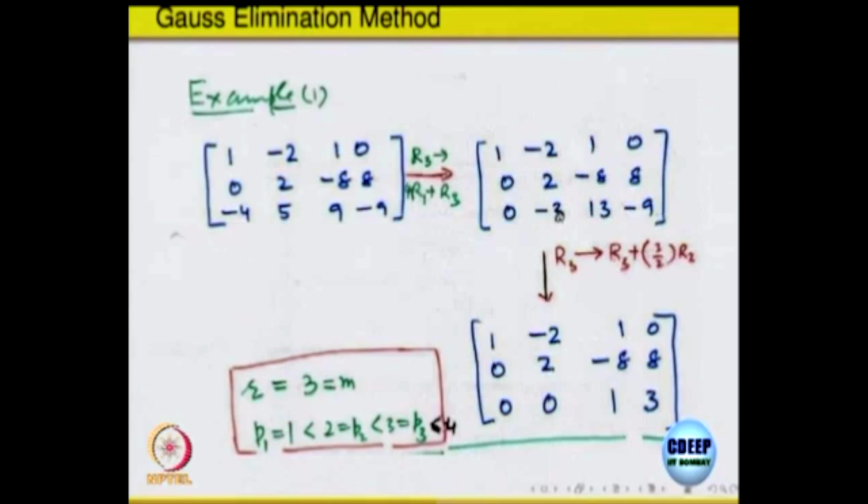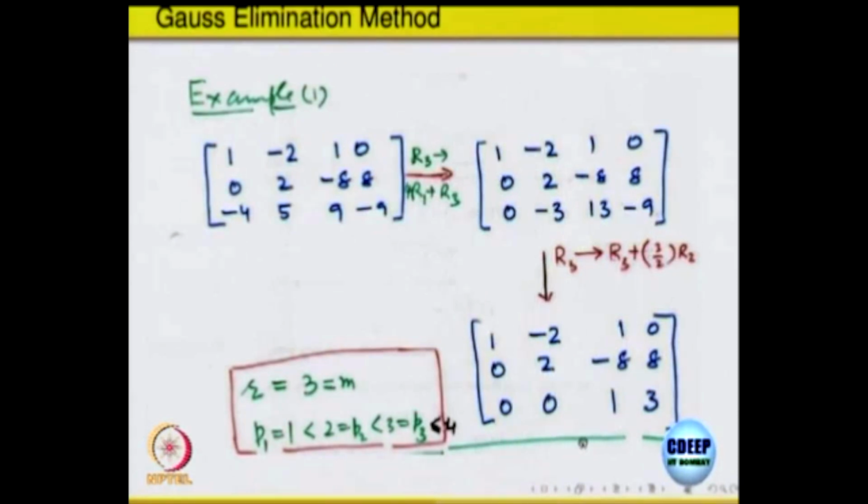So what shall I do? 3 by 2, 2 will cancel out, this will be 3, and I add it, this will become 0. So I do that operation: R3 goes to R3 plus 3 by 2 times R2, right? So if that is done, I get this form.